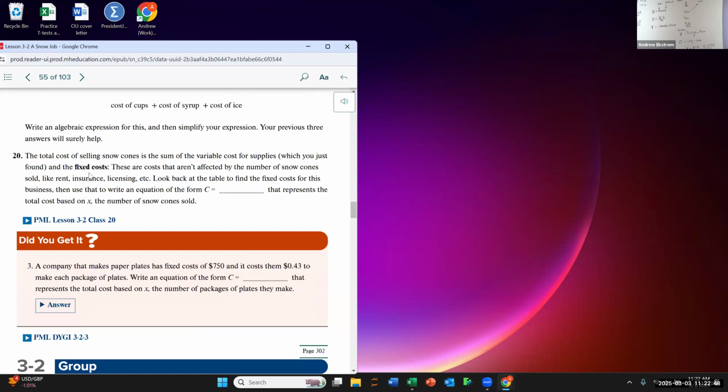And then they were saying here, I called it a startup cost. They're calling it a fixed cost. So startup costs or fixed costs are basically what? How much you have to spend bare minimum just to be there.